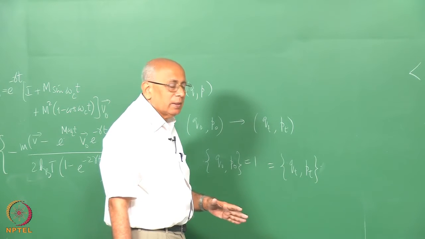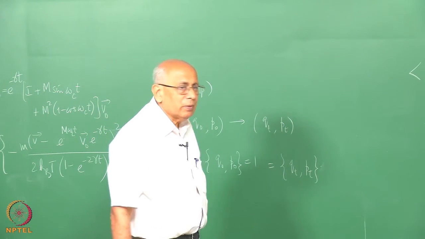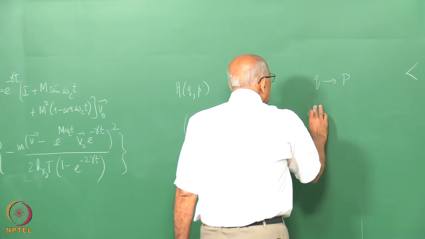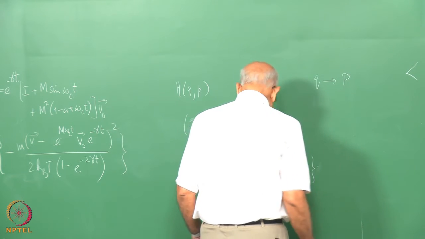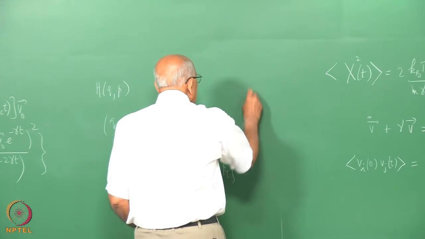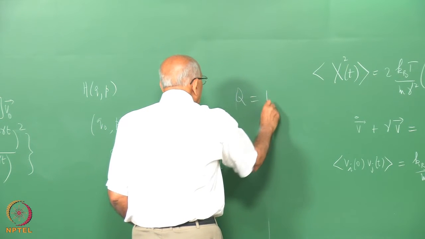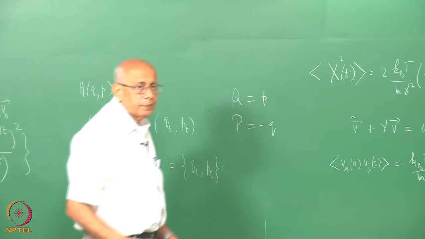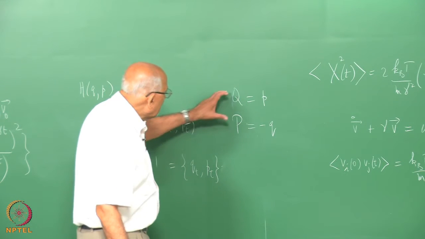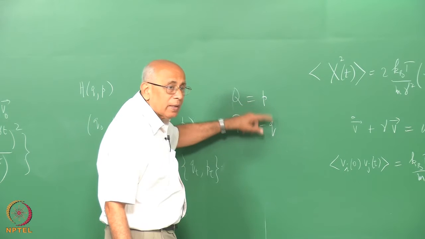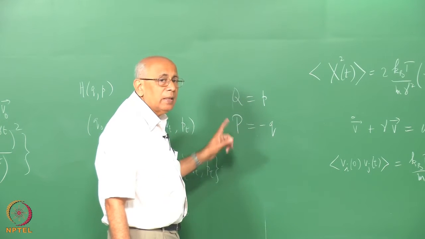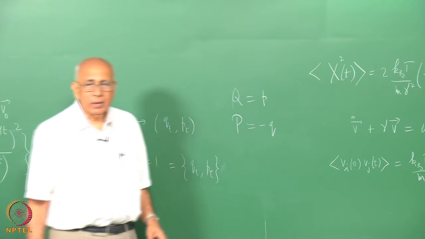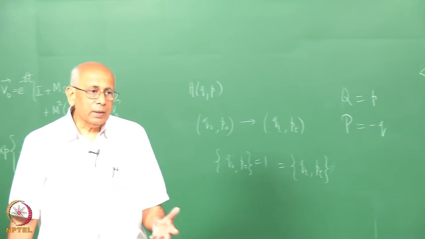The standard canonical transformation, the simplest one which is non-trivial, is, as you know, the one that takes you from Q to P. Let's write it the other way. It is the one that says Q equals p and P equals minus q. So the Poisson bracket of this with that is minus the Poisson bracket of this with this, which is 1. The determinant of this transformation is 1. So it's measure preserving, and it's canonical.